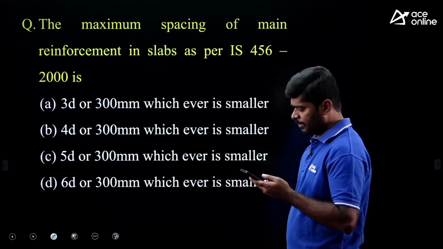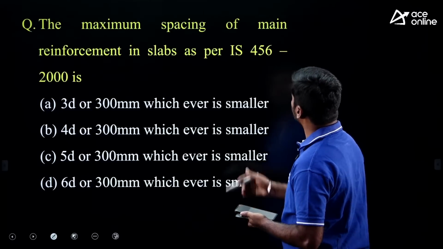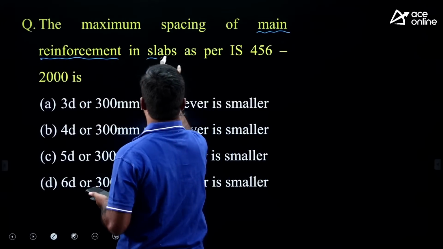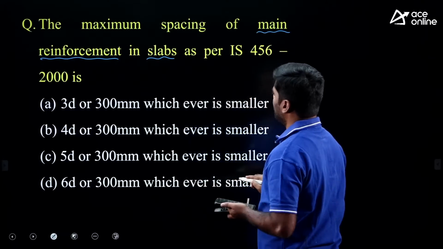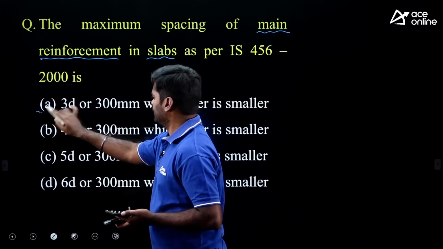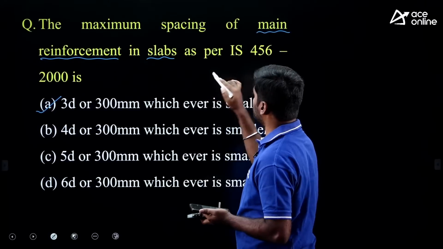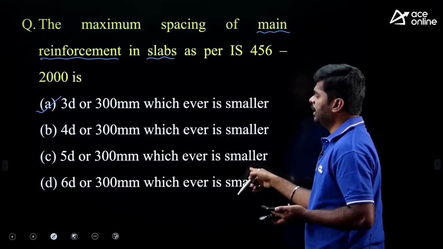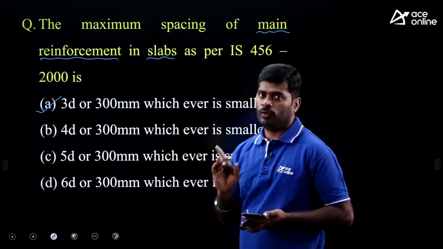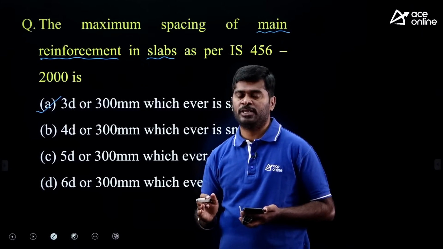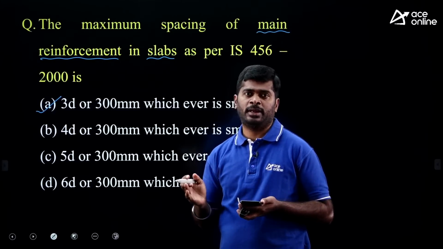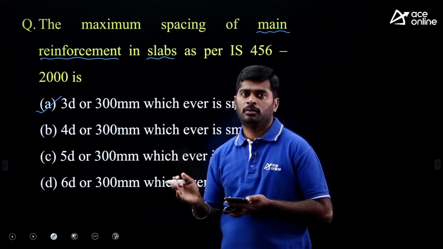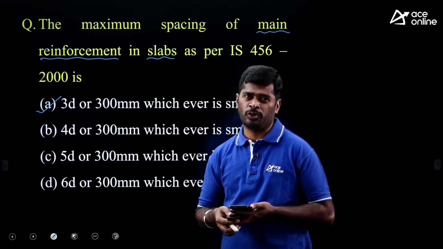Nice, super. My dear, they asked the maximum spacing for main reinforcement in slabs. It is 3D or 300 mm. It is the correct answer. Suppose if they asked for a distribution steel instead of main steel, 5D or 300 mm is the correct answer. For a distribution steel, maximum spacing will be 5D or 300 mm, whichever is smaller. For main steel, 3D or 300 mm, where D is the effective depth of the slab.